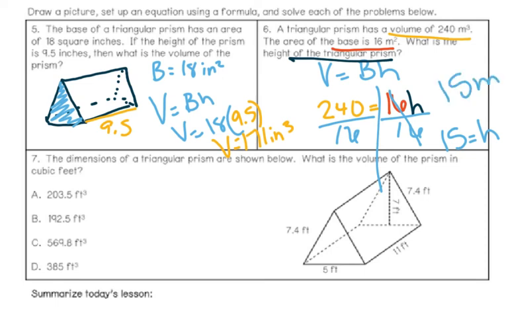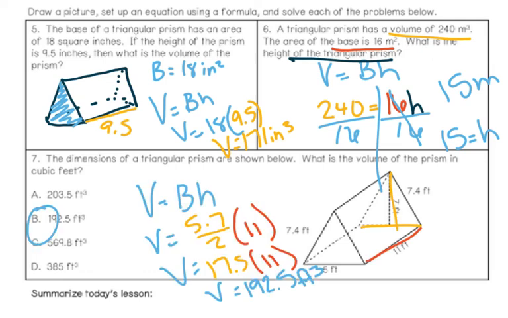The last question says the dimensions of a triangular prism are shown below. What is the volume of the prism in cubic feet? I want you to go ahead and pause the video, do this one completely on your own, and then press play when you're ready to check. So when we use our formula here, the area of the triangle is 17.5, and the height of our prism is 11. So our total volume is 192.5 feet cubed.